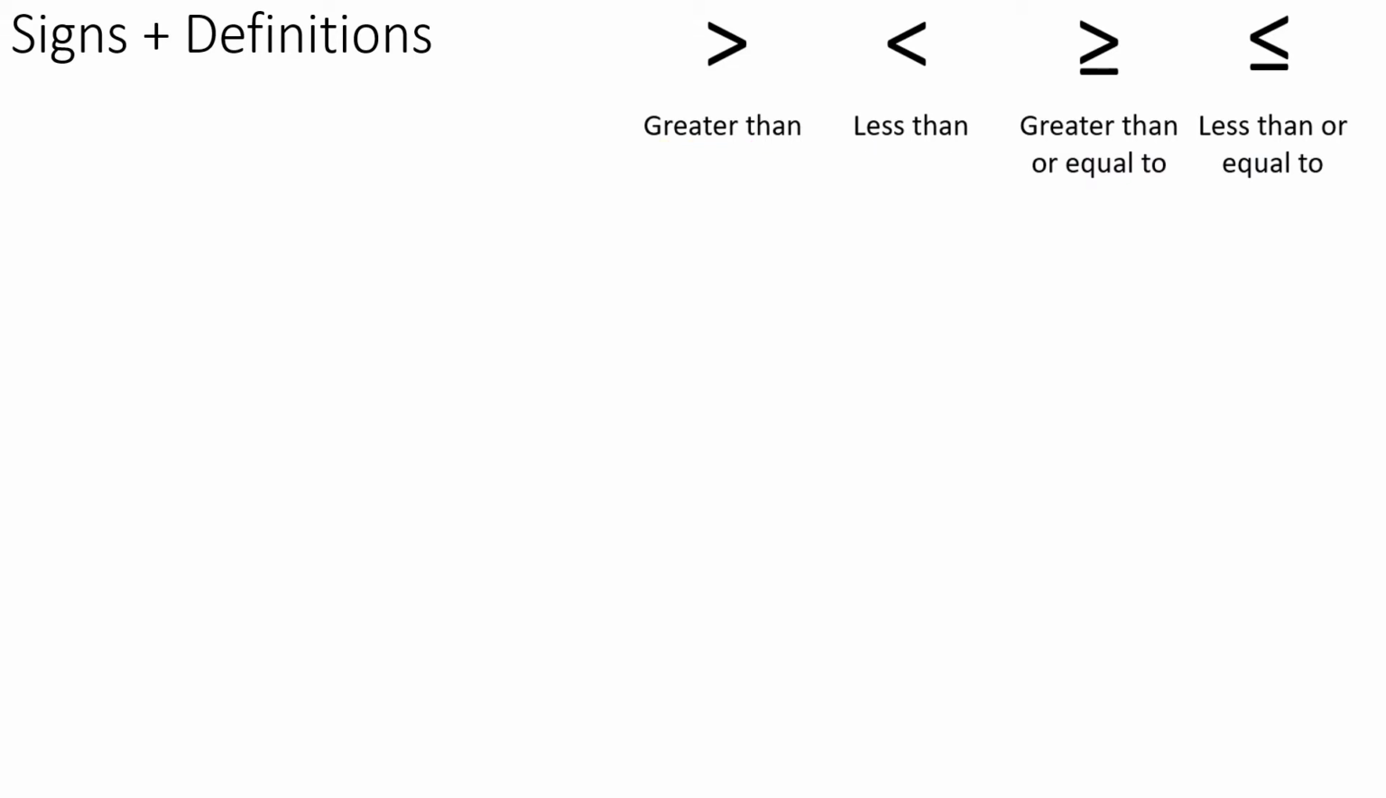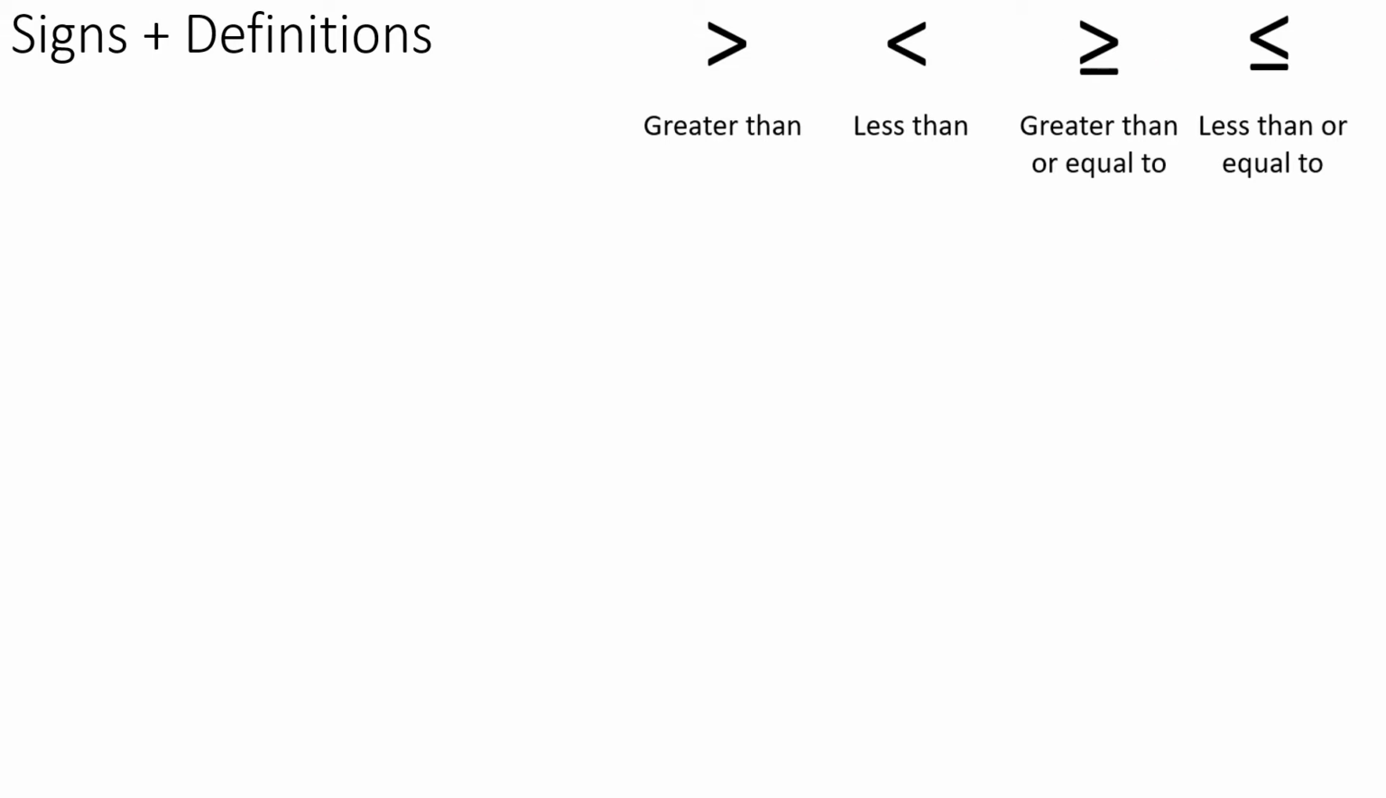I always found it useful to just think that whatever the smaller end is, this is the side that's got the smaller number on it. So it would be true to say that 9 is greater than 7 because 7 is on the smaller end of the inequality. If we wanted to put it the other way around, we'd have to write it something like this.